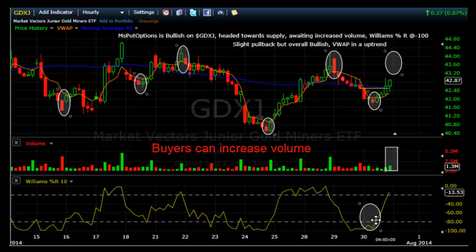What I really like is that this particular ETF with the Williams percent R at one point was at a negative 100, so we had a pullback here, and this is telling me that this ETF will probably go in an upward direction after this pullback, which, as you can see, there was a pullback here and it started going in an upward direction.